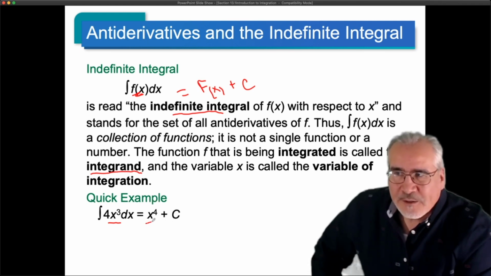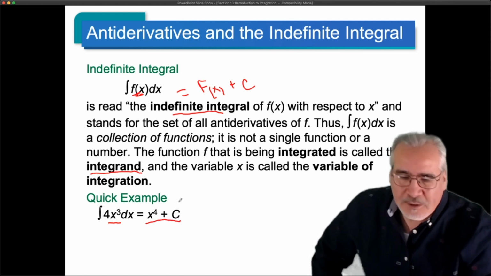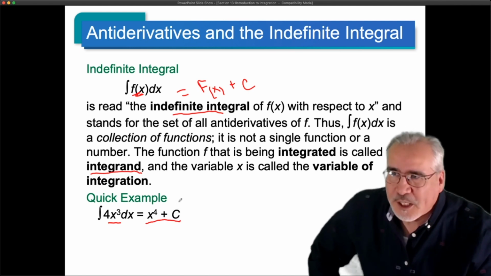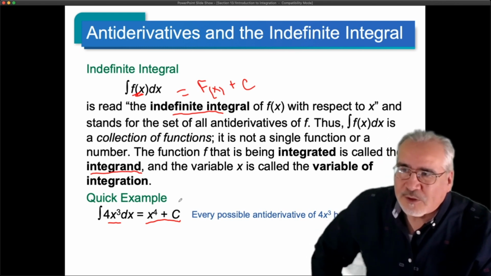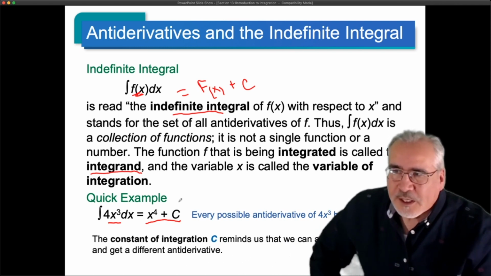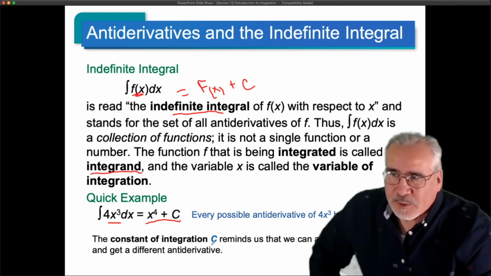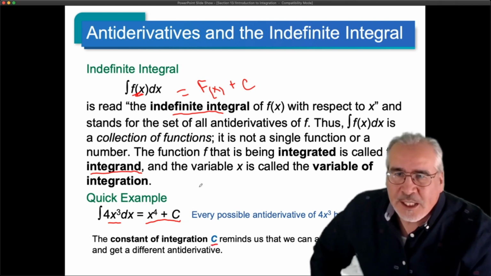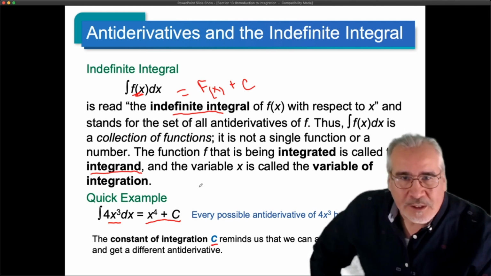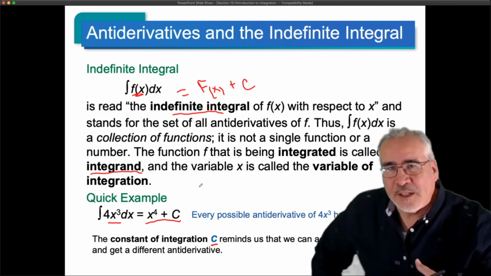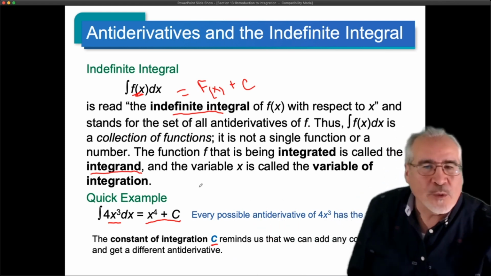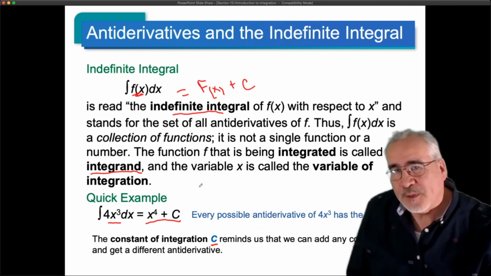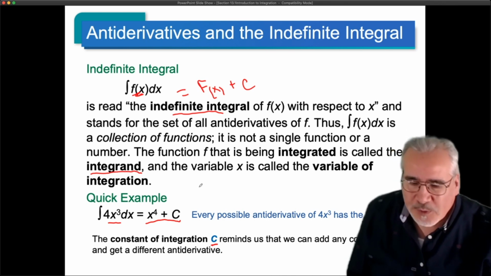So that's the family, because c could be many different things, infinitely many things. So every possible antiderivative has this form. The constant of integration c is what we call it. It reminds us that we could have any kind of a constant there. Because remember, when you take a derivative of a constant, you end up with 0. Evidence is destroyed. We have no way of figuring it out unless we have a few clues, which we will see towards the end.